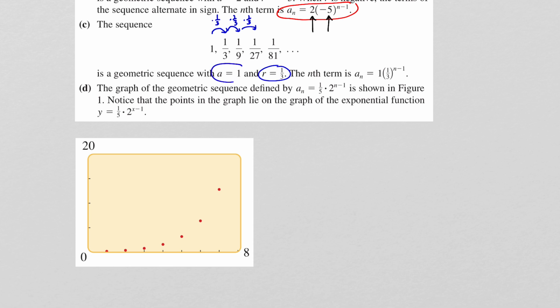Couple that with a equals 1, and the nth term looks like this. And this can actually be simplified to just be written as 1/3 to the n minus 1, right? Because the 1 here isn't really contributing anything.